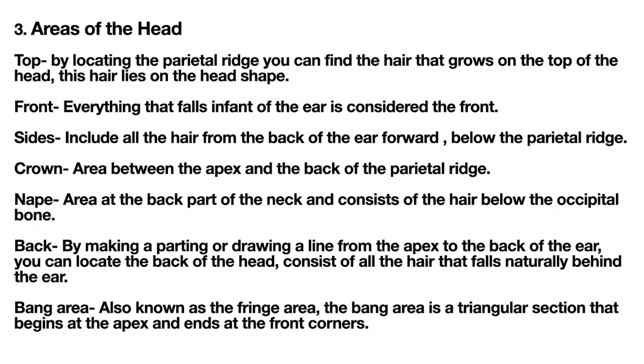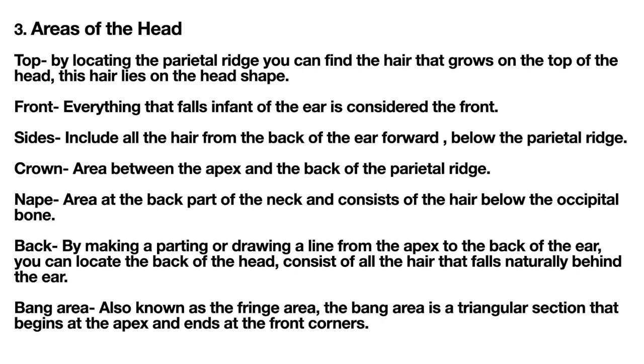Areas of the head. Top. By locating the parietal ridge, you can find the hair that grows on top of the head. This hair lies on the head shape. Front. Everything that falls in front of the ear is considered the front. Sides includes all the hair from the back of the ear forward below the parietal ridge. Crown. Area between the apex and the back of the parietal ridge.